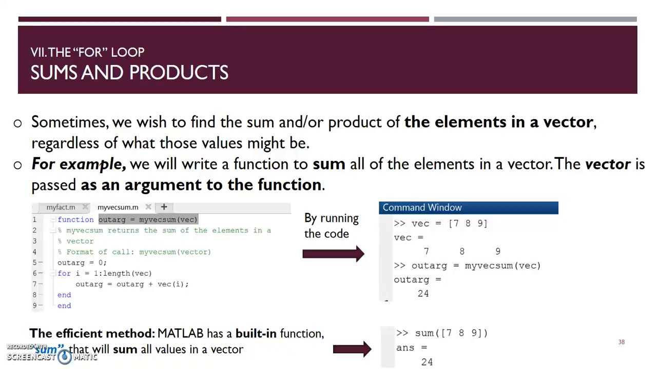Can we use a for loop to compute the sum of the elements in a vector? If we can find the number of elements in a vector, it should be easy to do so. We can compute the number of elements in a vector by using the length function. Then all we need to do is to have a for loop in which the iterator variable varies between 1 and the length of the vector. This is the basic idea of the myVecSum function that I have here.